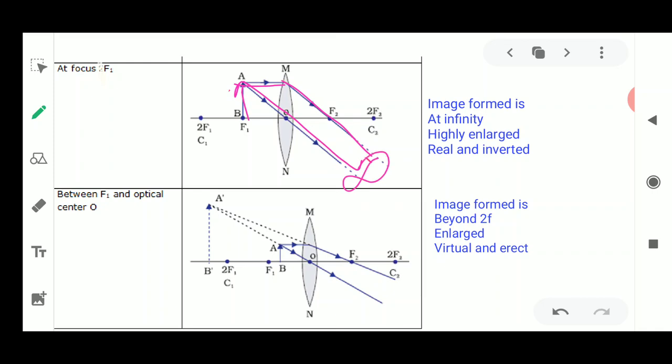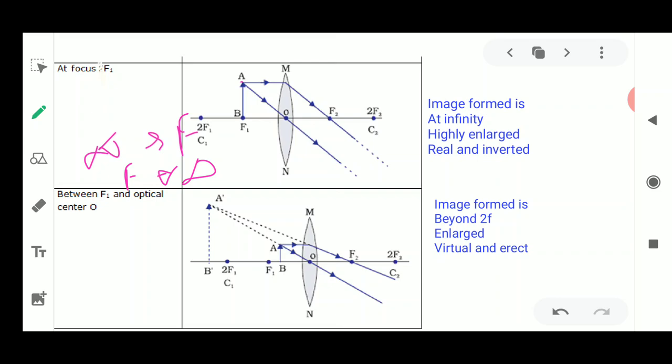The image formed at infinity will be highly enlarged, real and inverted. In the first case, we saw that the object was at infinity, so the image was formed at the focus, real and inverted, but very much diminished. Similarly, this is just the opposite case of the first part, where the object was placed at infinity and the image was formed at the focus. Here the object is placed at the focus, so the image will be formed at infinity. The image here will be real and inverted.